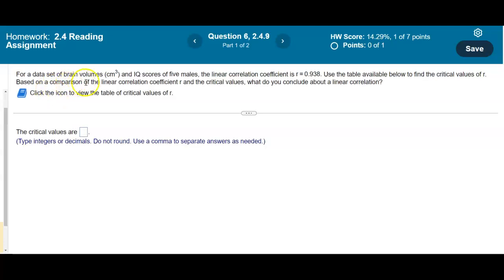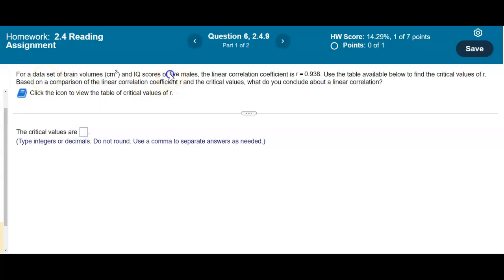For a data set of brain volumes in cubic centimeters and IQ scores of 5 males, the linear correlation coefficient is r, which is equal to 0.938. We're going to use the table available below to find the critical values of r. And then, based on a comparison of the linear correlation coefficient r and the critical values, what do you conclude about a linear correlation? Well, first we need to figure out what the sample size is.